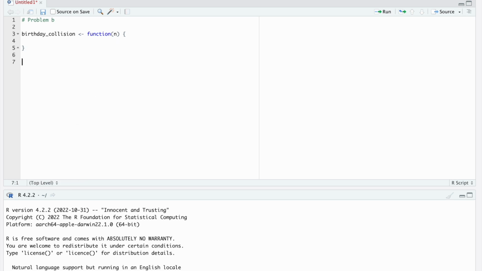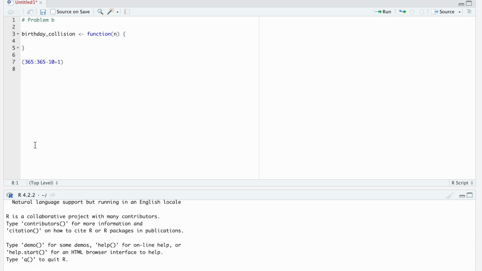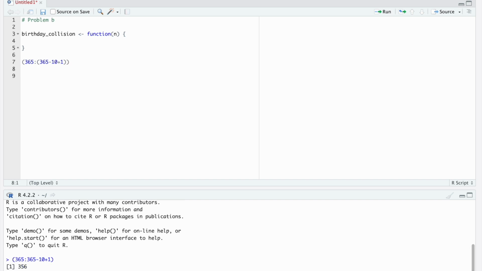Before we do this, though, I kind of want to play around a little bit. I want to do 365 down to 365 minus, I don't know, 10 plus 1. Make sure we get that list of length 10. See, I didn't get that here. We want to do this actually instead. Okay, so that was good that I checked.